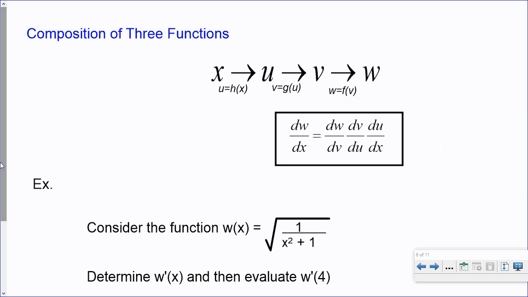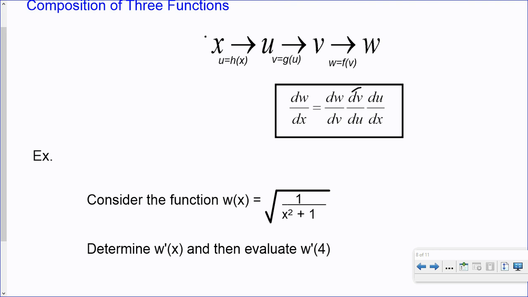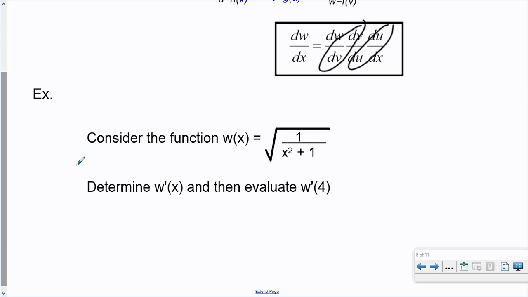Right, composition of 3 functions. As you can expect, these can get very challenging. Okay, so the composition of 3 functions just has 2 chains across here. We've got connecting functions. Now our example, okay, we're going to be asked to do 2 things here. Our example involves us to find the derivative and then evaluate it at x equals 4.